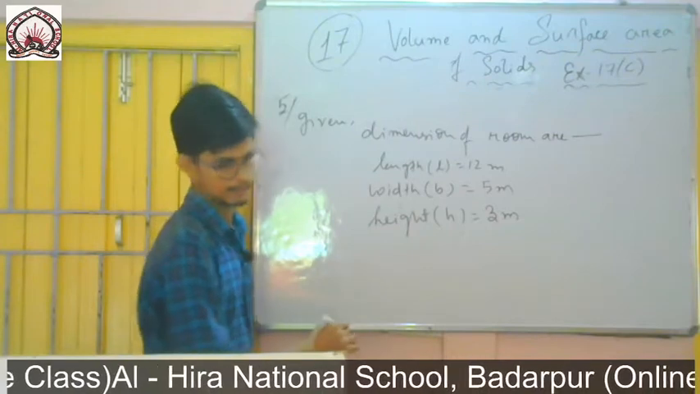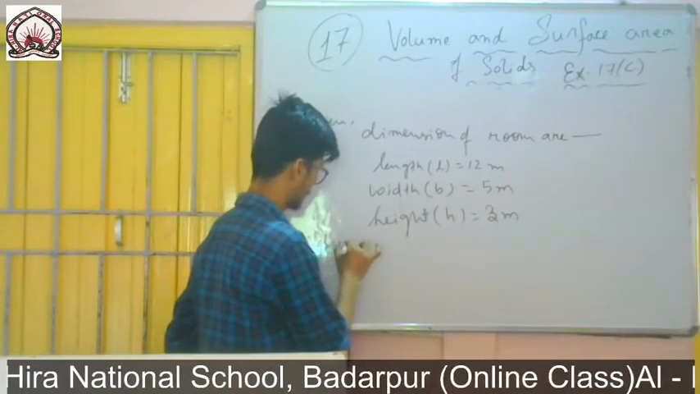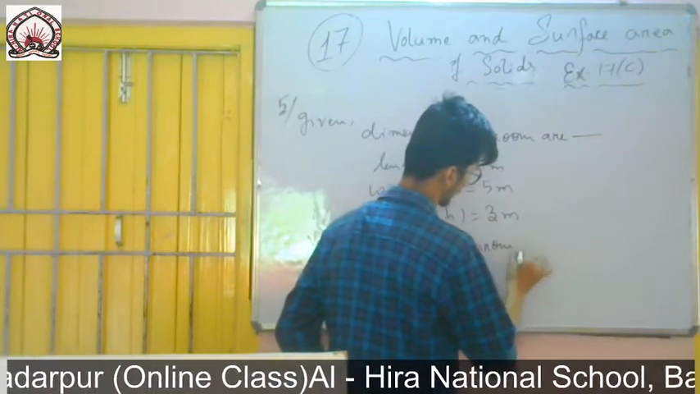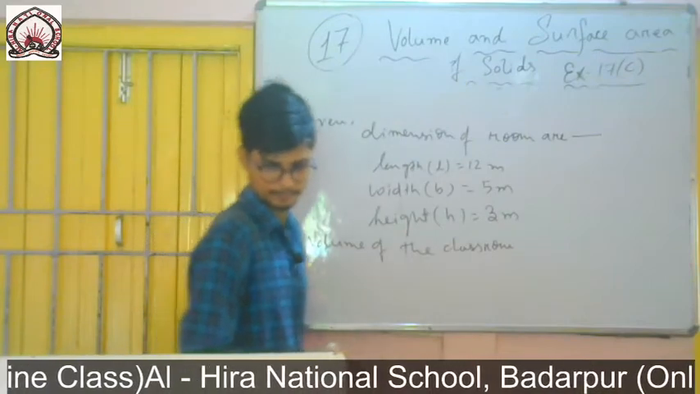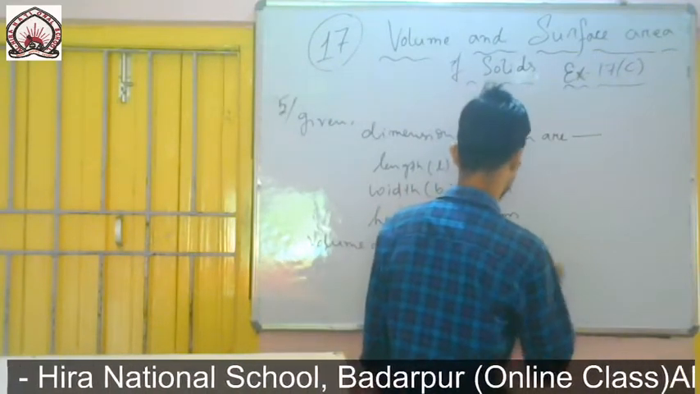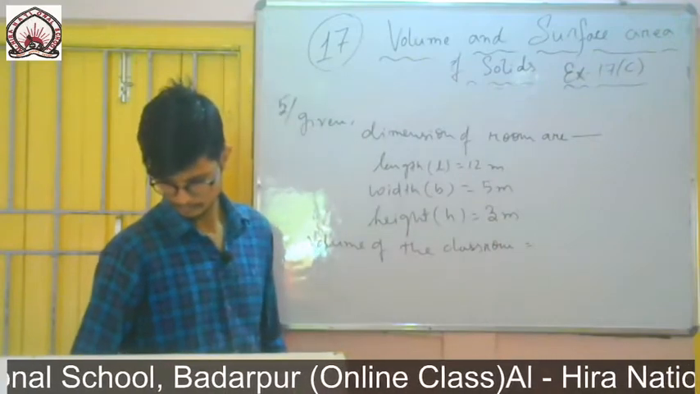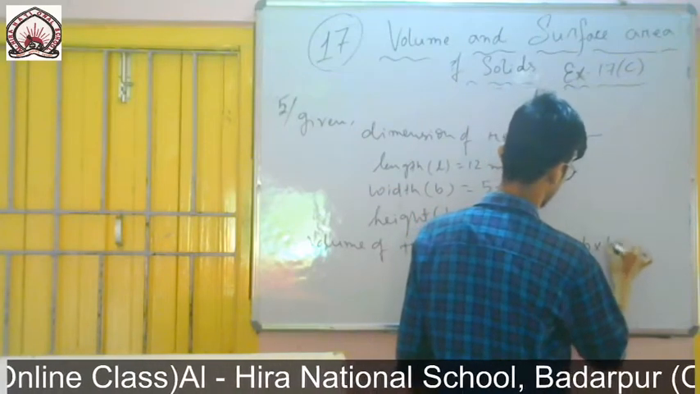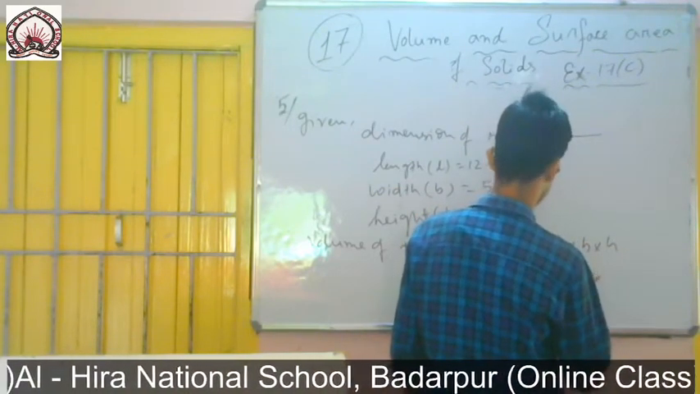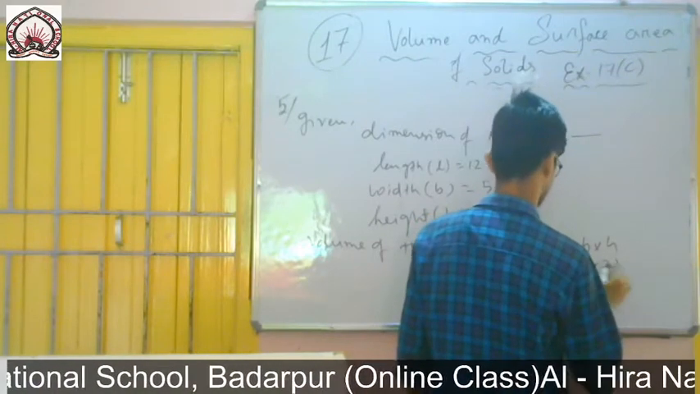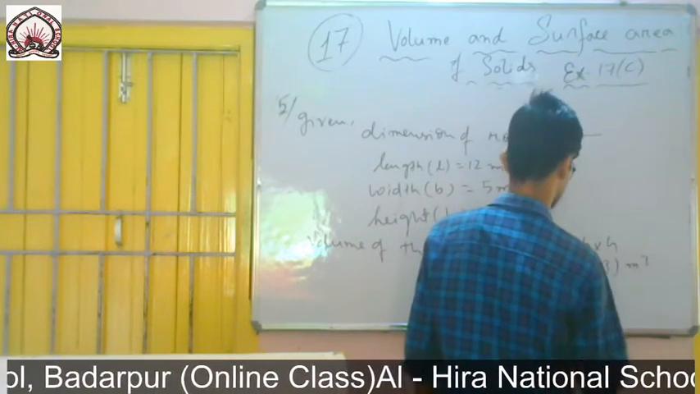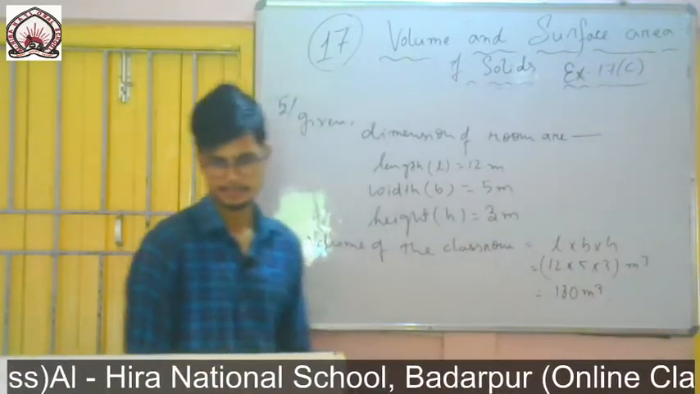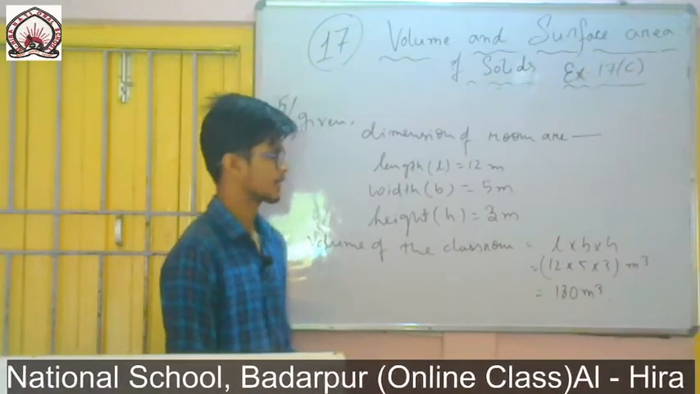Therefore volume of the classroom will be equals to length into breadth into height, which is equals to 12 into 5 into 3. 12 5s are 60, 3 6s are 18, 180 meter cube. So this is the volume of the classroom.